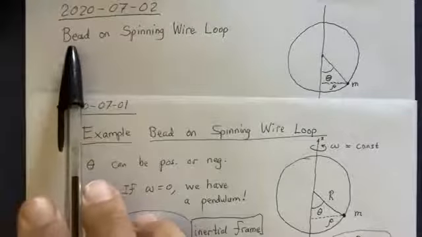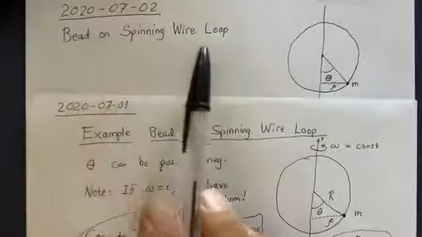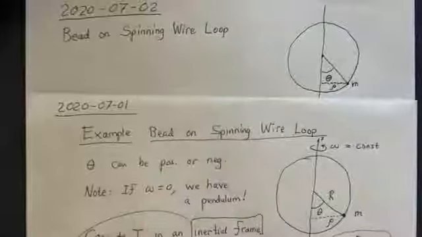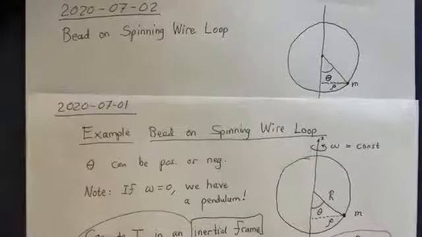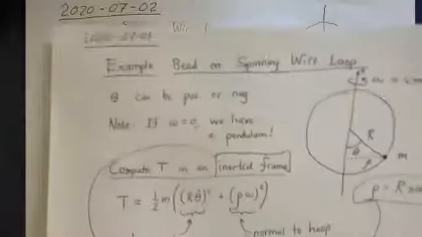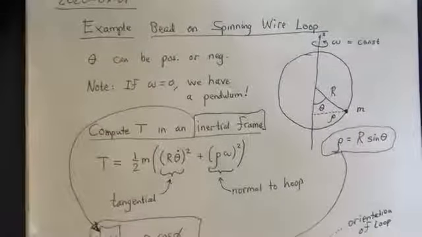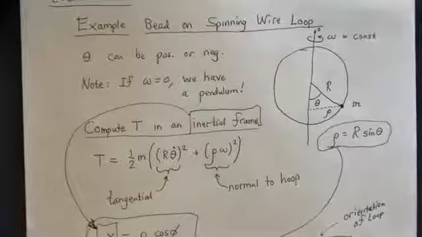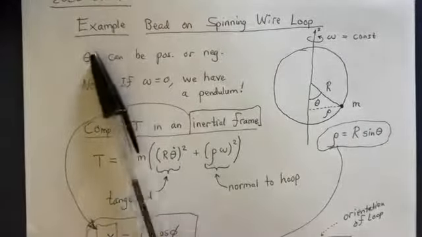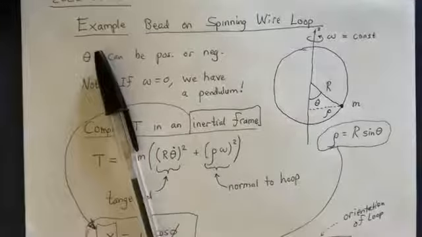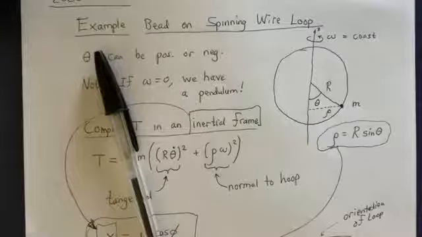We're going to start by resuming a discussion that we began last time. This is the discussion of the bead on a spinning wire loop. So let's take a moment to look at our lecture notes from last time. In some sense, this is our chalkboard, right? Our paper that we write on during lecture. This is an example that is studied in the book, and we will study this intensively from different perspectives because it is so profitable to us to learn from this example.